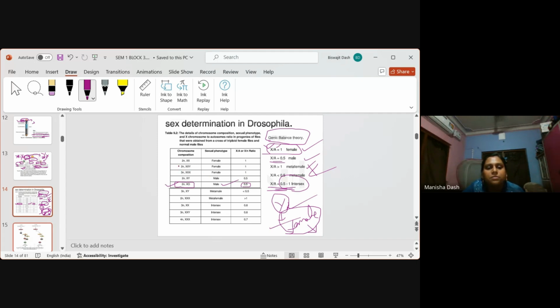Unlike here, if you observe, there is presence of Y chromosome, but still it is developing as a female based on the genic balance theory. So although it will be a female, it will again be sterile in nature because of the presence of Y chromosome in the female.